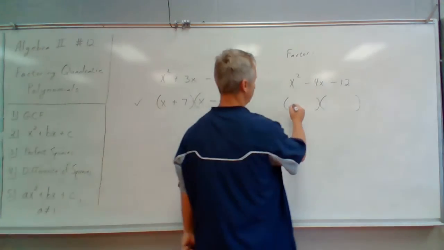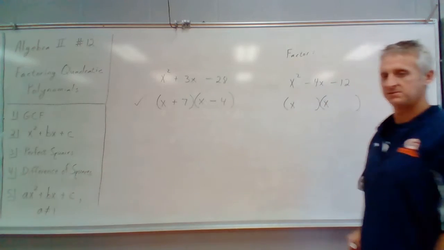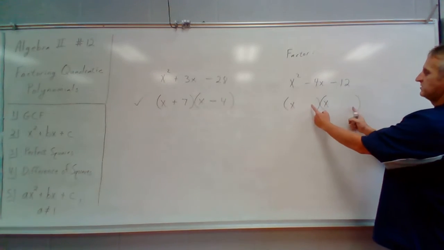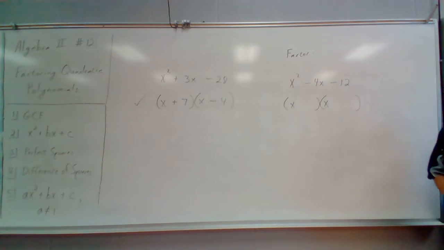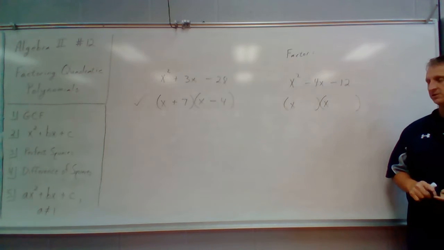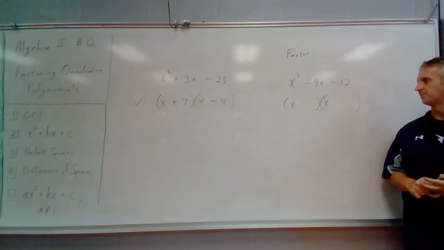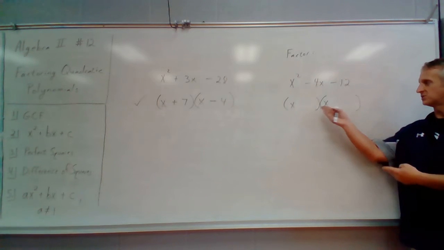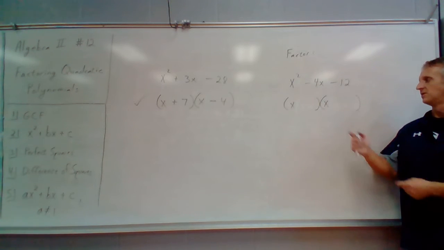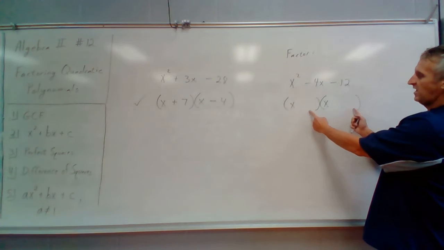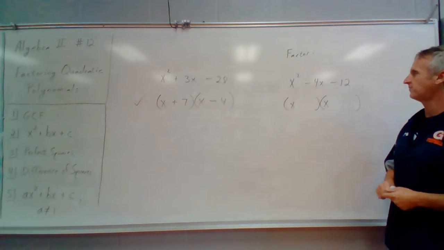So I will need an x and an x. 2 numbers that multiply to get me 12. Well, my choices are 1 and 12, 2 and 6, 3 and 4. How do we know which one of those works? Well, we've got to kind of just multiply this out and see. We know that the 2 numbers will need to add to get me negative 4.